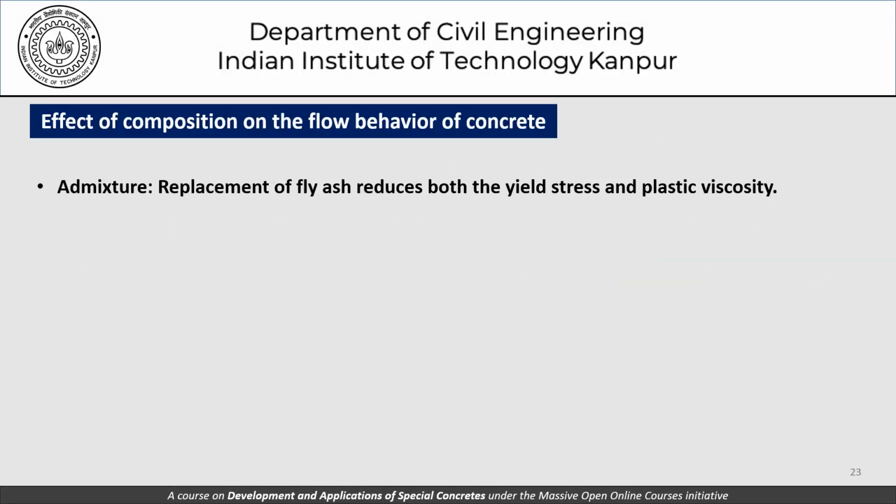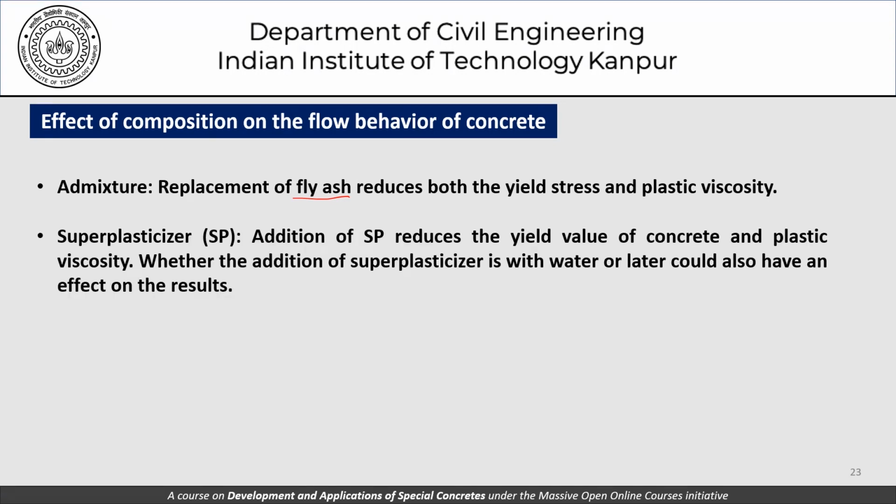As far as admixtures are concerned, we could replace cement with fly ash. If we are using fly ash, we could probably reduce the yield stress and the plastic viscosity because of the nature of the fly ash particles. If we use another mineral admixture other than fly ash, then this reduction in yield stress and plastic viscosity need not happen. When it comes to a superplasticizer, the addition of superplasticizer reduces the yield value of concrete and the plastic viscosity. We discussed this a while ago when we said that the use of superplasticizer essentially releases the water present within the flocks for workability, and in the context of rheology, what it means is that the yield value of concrete and the plastic viscosity go down.